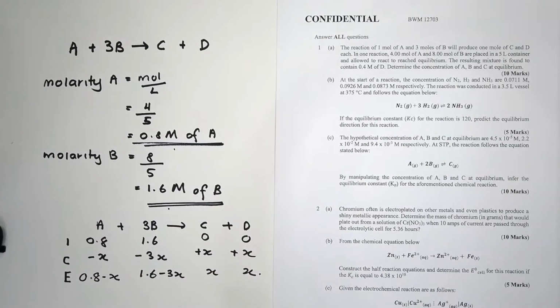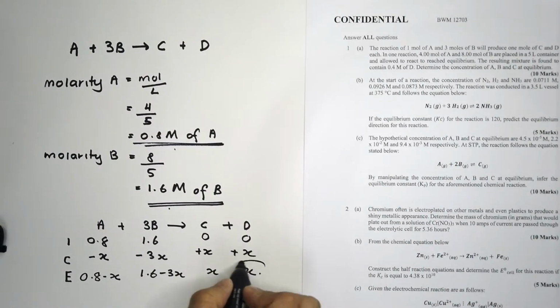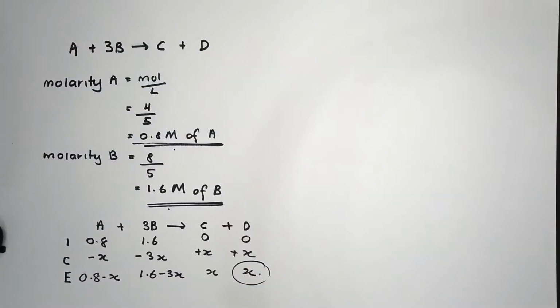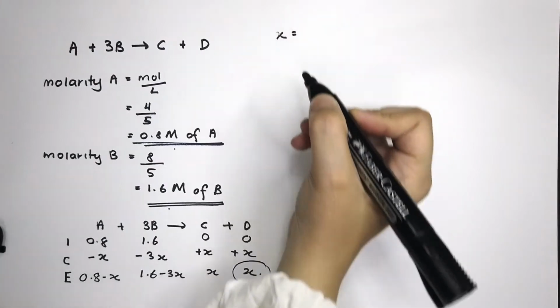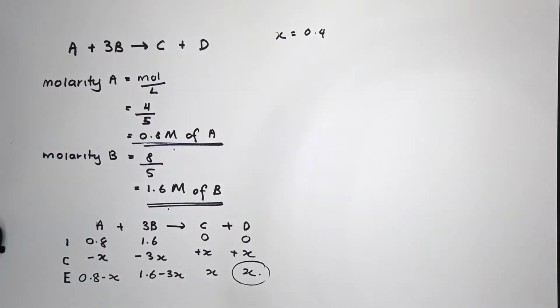Alright, so then we need to look back at the question. The resulting mixture is found to contain 0.4 molar of D at equilibrium, right? So D at equilibrium is equivalent to X. Therefore, we can say that X is equivalent to 0.4. You were asked to calculate the concentration of A, B and C at equilibrium.